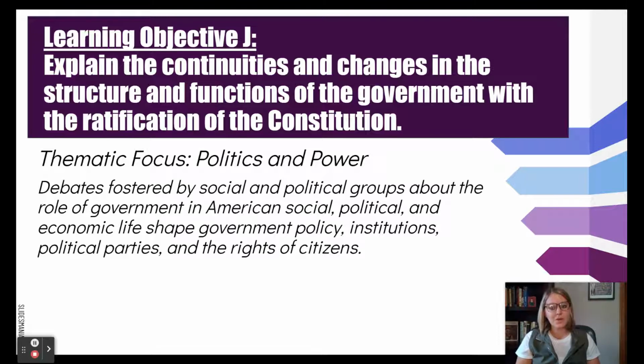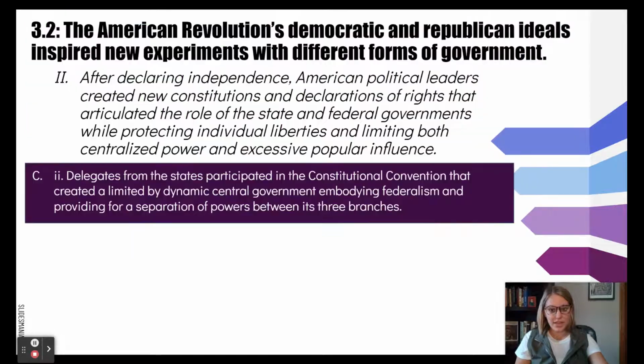By the end of this lesson, you should be able to explain the continuities and changes in the structure and functions of the government with the ratification of the Constitution. So if you're just coming to me from the previous lesson, 3.8, the next couple slides might be a bit of a review, but it's still really important to put into context the information that we're talking about when discussing the importance of the Constitution for APUSH history.